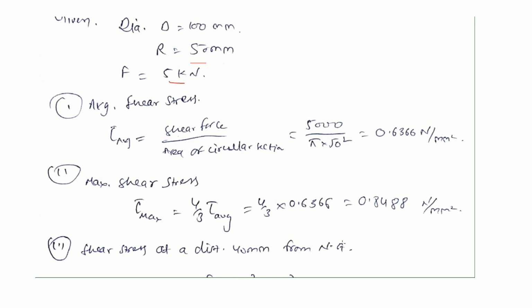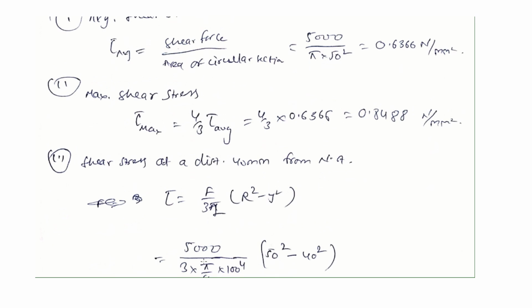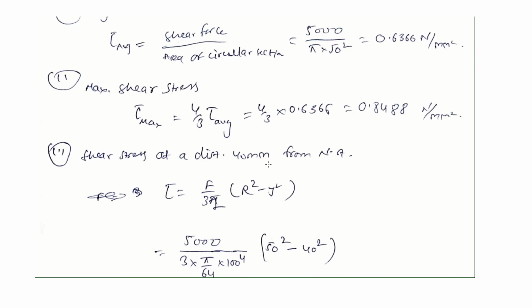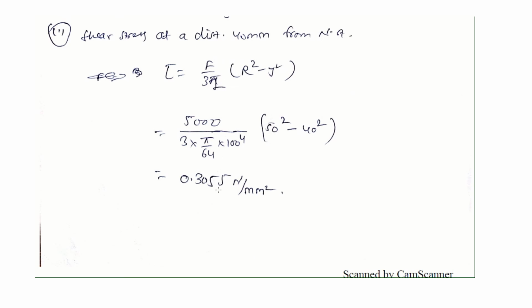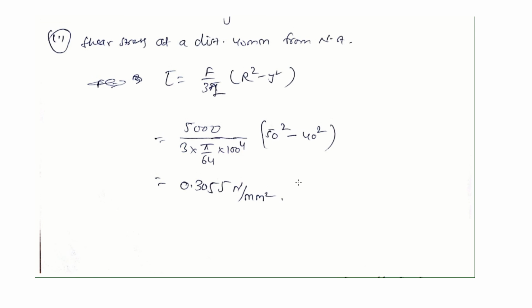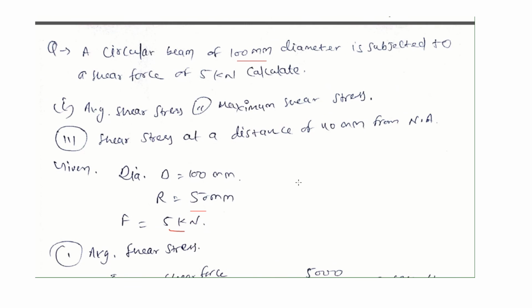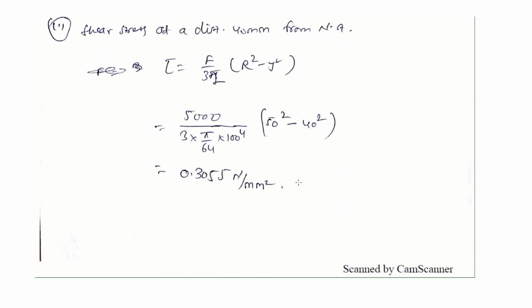And the third case is the shear stress at a distance 40 from the neutral axis. We know the general formula for shear stress for a circular section is tau equals F by 3I into (r square minus y square). We put the values here, and we get 0.3055 Newton per mm square. So I hope you understand the problem. Okay, thank you.